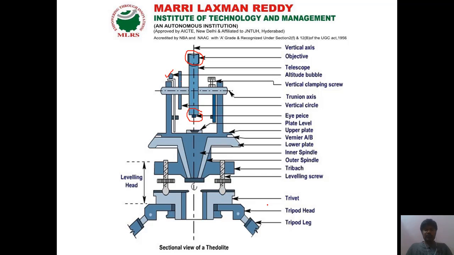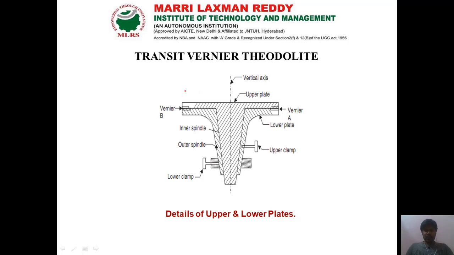Okay, next the trivet, then the tripod head, then the tripod legs. Over the tripod legs we have to place our instrument. So without a tripod, we can't do measurements with the help of a theodolite.